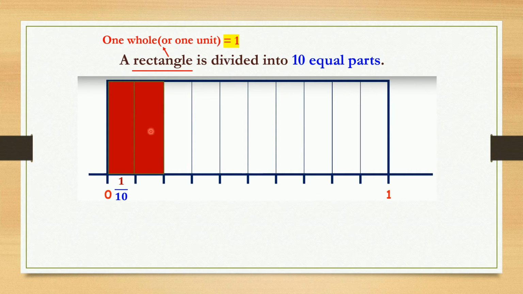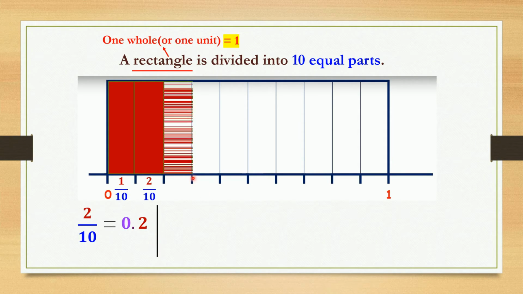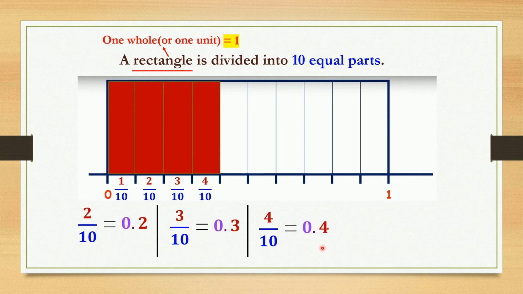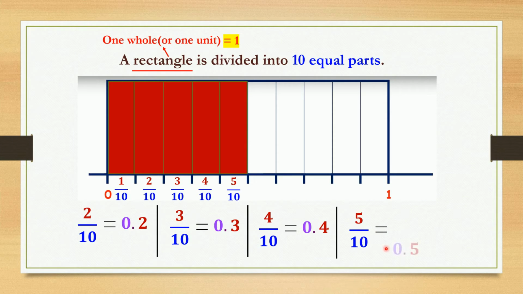Now if we color two pieces, these two pieces represent the fraction 2 over 10. 2/10 is equal to the decimal number 0.2. If we color three pieces, we obtain the fraction 3/10, which is equal to 0.3. 4 pieces out of 10 is equal to the fraction 4/10, which is equal to the decimal number 0.4.